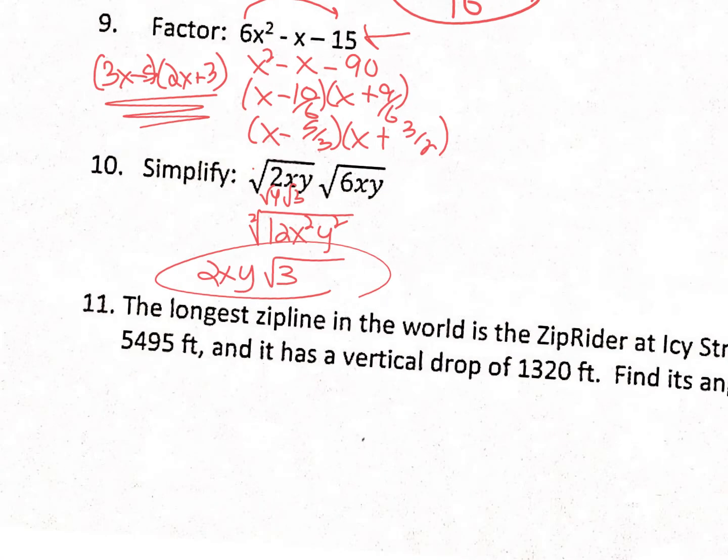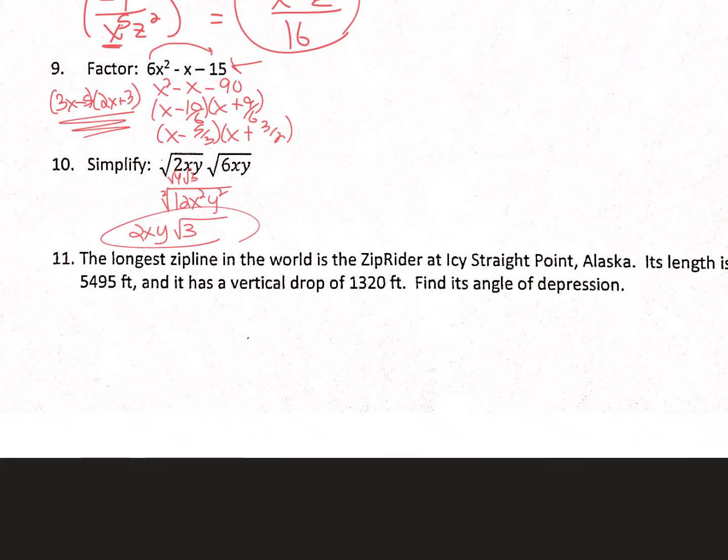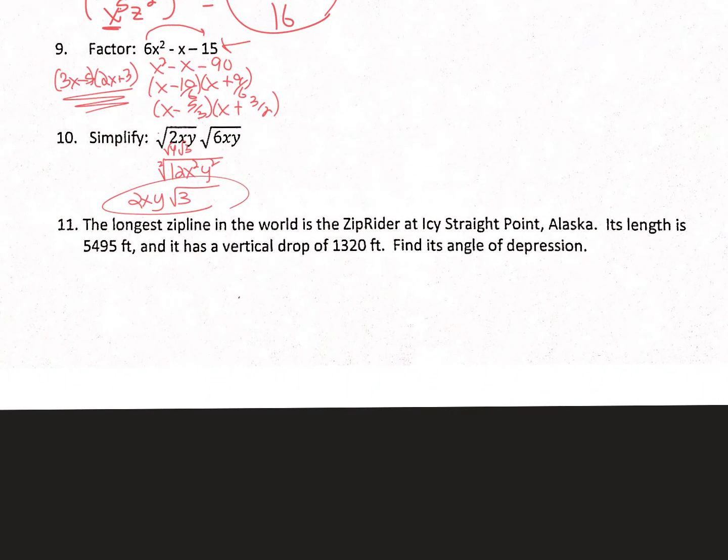And there you go. Number 11, zip line problem again. We did this one last week. The longest zip line in the world is Zip Rider IC straight point elastic. Its length is 54.95 feet. And its vertical drop of 1320. Find the angle of depression. Remember, the angle of depression or angle of elevation must touch the horizontal.